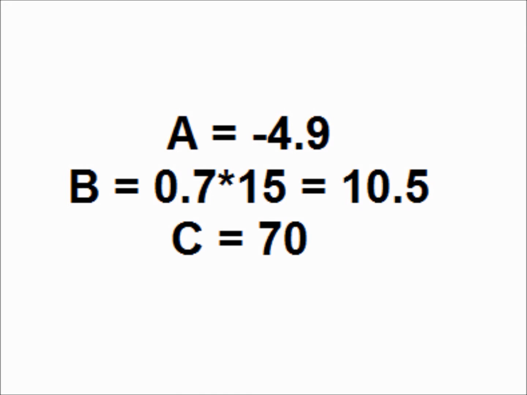First, let's determine the value of each variable in the equations we will be using. A will be negative 4.9, representing the force of gravity, and C will be 70. To discover B, we must first discover the sine of 45, 0.7. Then, we multiply this value by her speed, 15. Our B value is, therefore, 10.5.